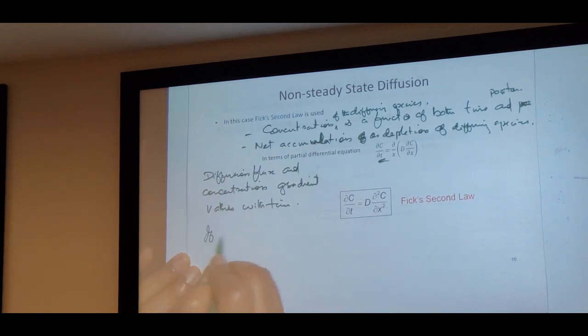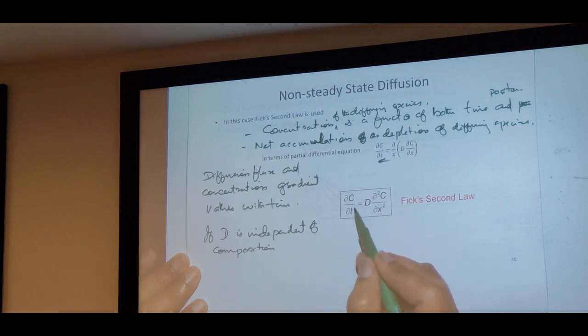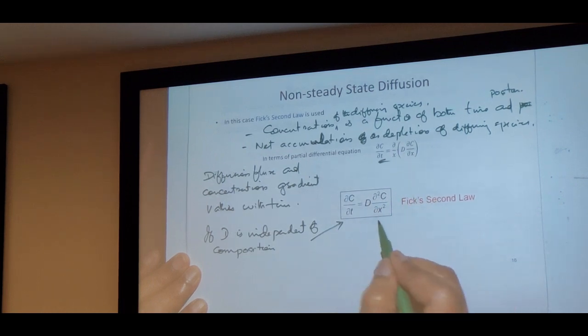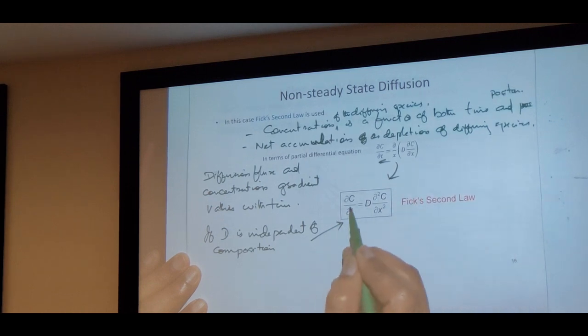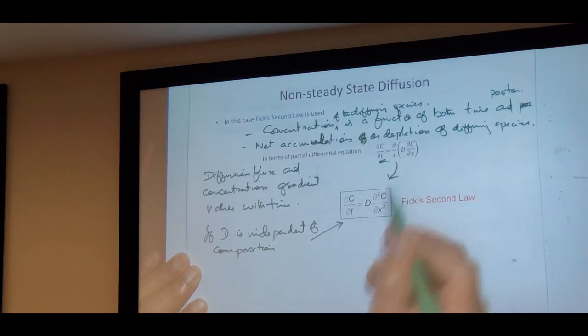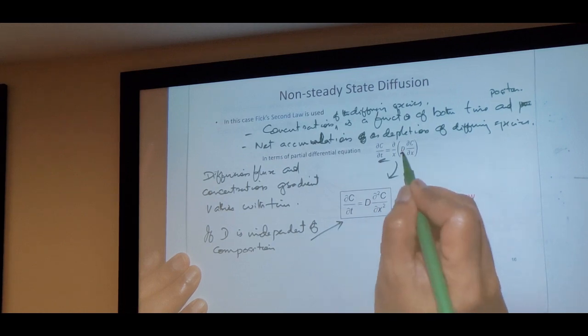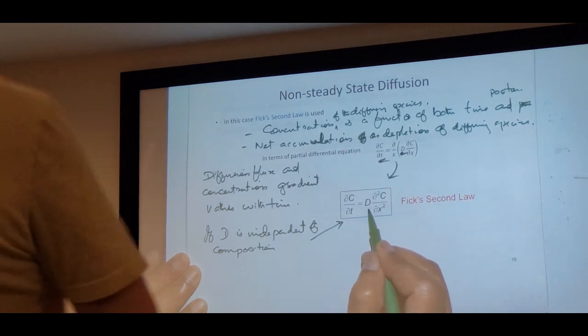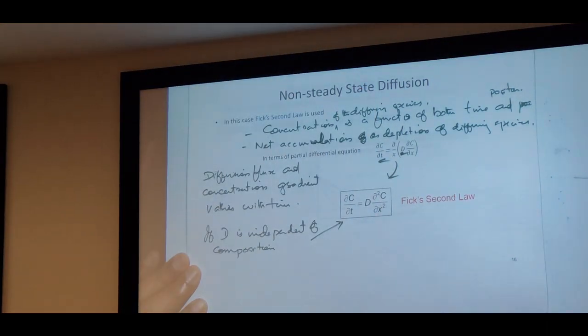But if D is independent of composition, we can write it as dou C over dou T is equal to D into dou squared C over dou x squared. This is from the previous equation: dou C over dou T is equal to D, the diffusion coefficient, into dou squared C over dou x squared. So this is Fick's second law.